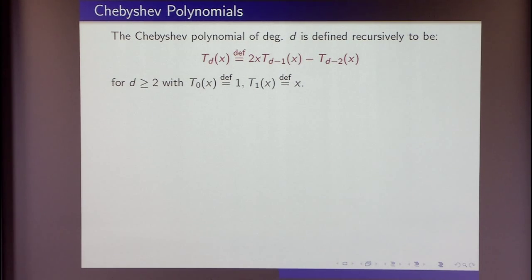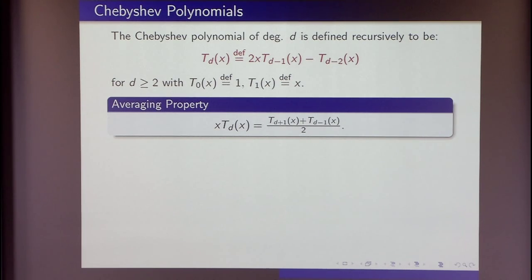One way to parse this formula is that they have this averaging property. If I look at the Chebyshev polynomial of degree d, then it arises essentially by taking an average of the two neighboring Chebyshev polynomials and dividing it by 1 by x. So you pick up a factor of x in this process. Okay? This just follows directly from this. I just shifted this term here and divided it by 2, and I just called d minus 1 and d minus 2 different things.